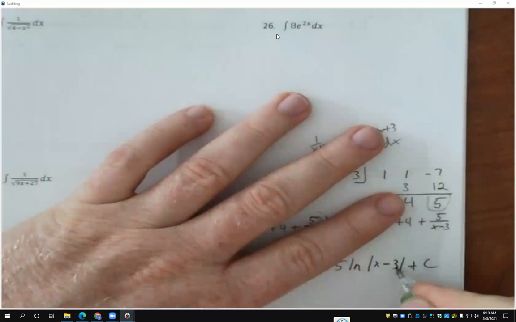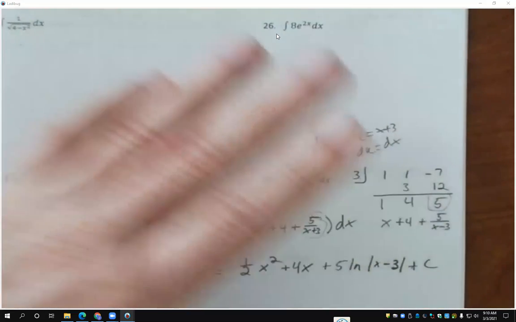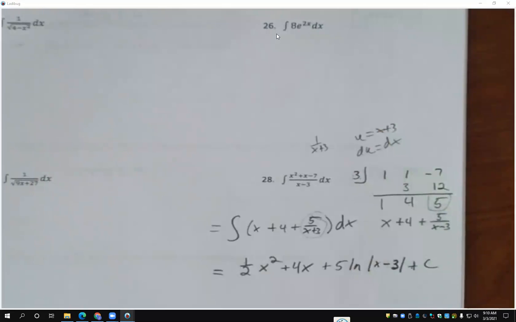You're slacking, Katya. You should have been on that right away. I'm sorry. All right. Next one on this page.